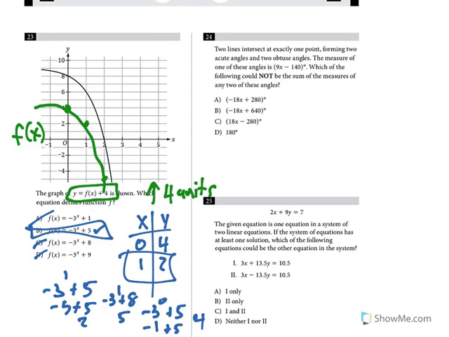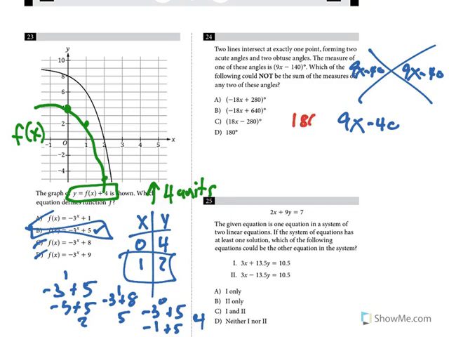So we have, it says 2 lines intersect at a point forming 2 acute angles and 2 obtuse angles. All right, so I mean like that. It's a stupid setup, they could just say we have vertical angles, fine. So it says one of these is 9x minus 40. I don't care which one it is. So if this is 9x minus 40, this is 9x minus 40, the other angle is going to be the supplement, so the 180 minus the quantity 9x minus 40.